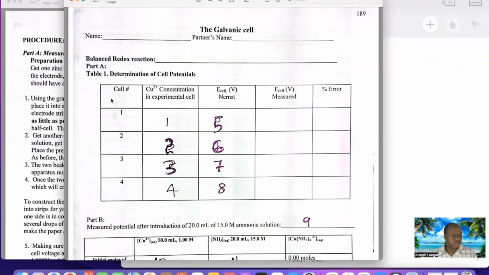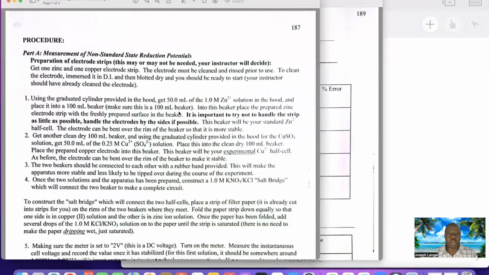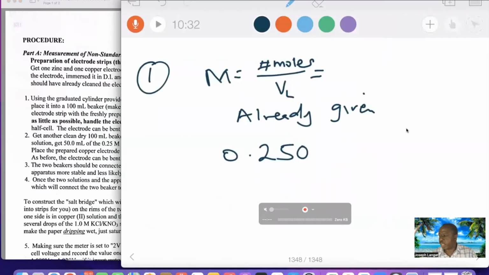But you're not going to be calculating it, it's already given from the instruction. Molarity of, when you construct, this is 0.0. Three significant figures. I meant to show you this. This is the molarity.